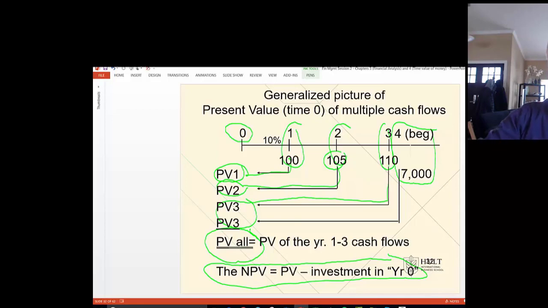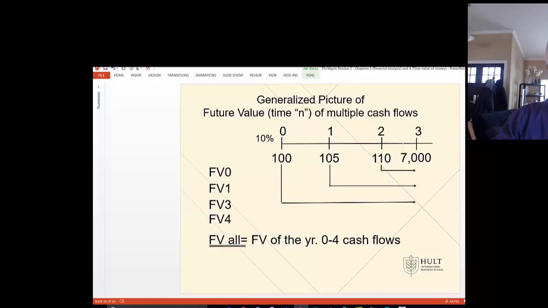Next, we can go the other way. In the previous example, we brought everything to today, time zero. But what if we want to know what something's worth in the future? In which case, we're pushing everything out forward instead of pulling them backward to today. So here we would put down some money, and let's say we invest $100 today. And then a year from now, we invest $105. And year 2, we invest $110. And year 3, we invest $7,000.